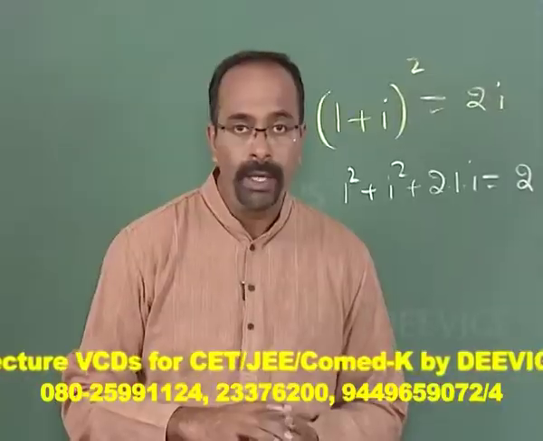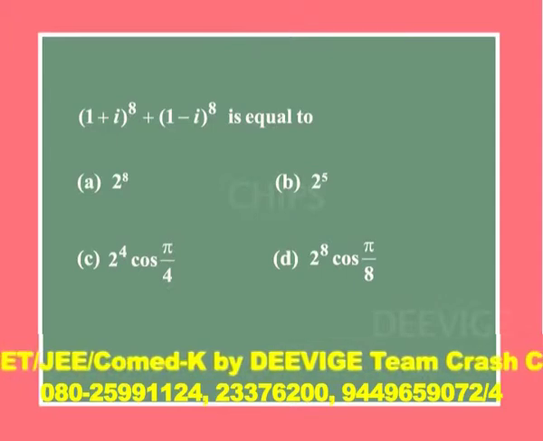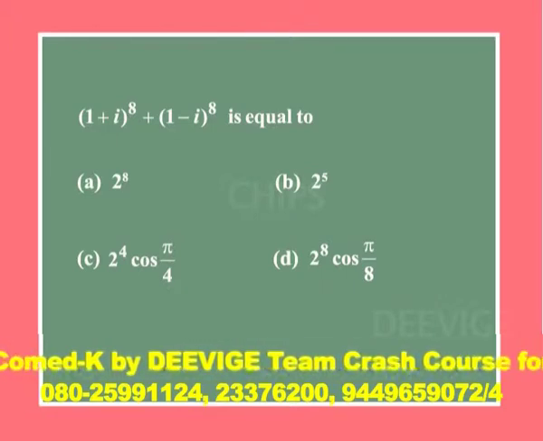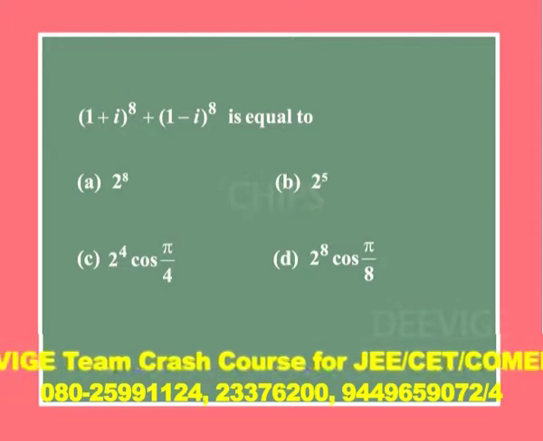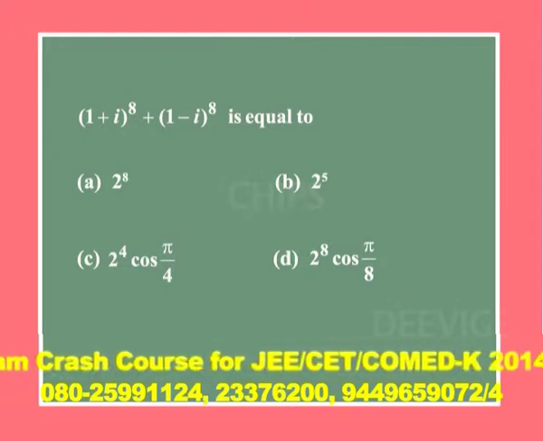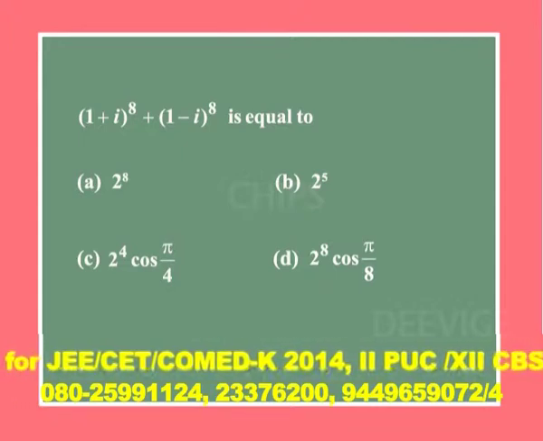We have a problem based on this. What is (1 + i)^8 + (1 - i)^8? Option A: 2^8, option B: 2^5, option C: 2^4 cos(π/4), option D: 2^8 cos(π/8).